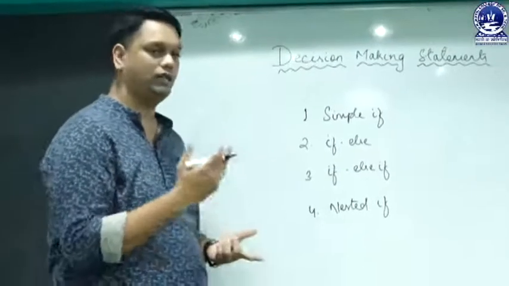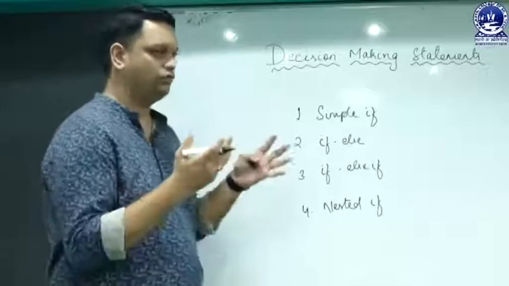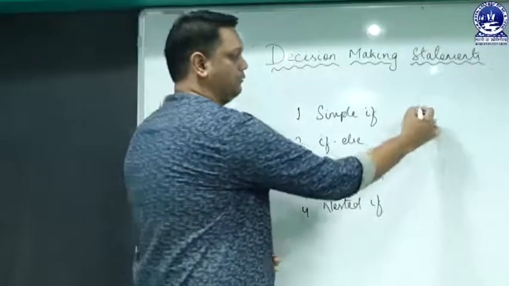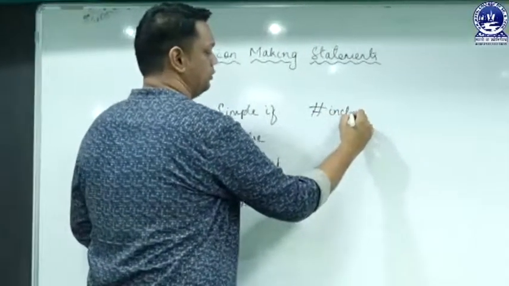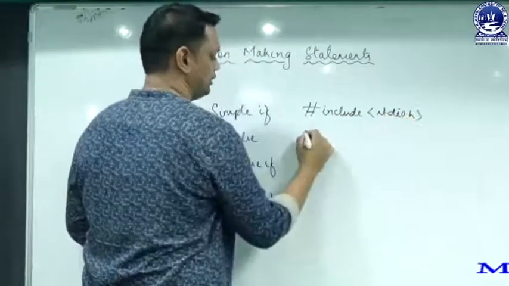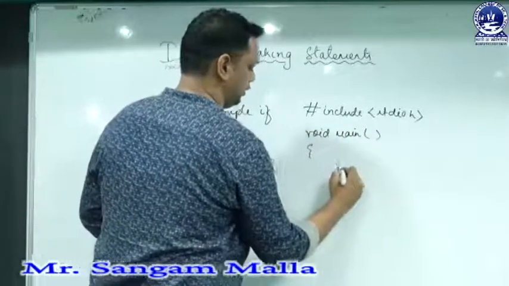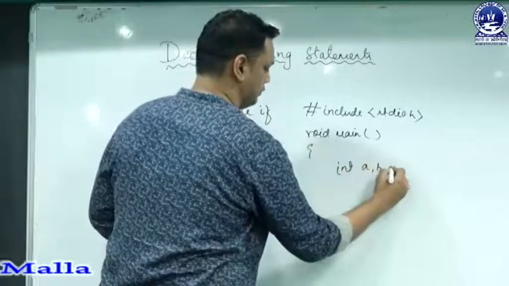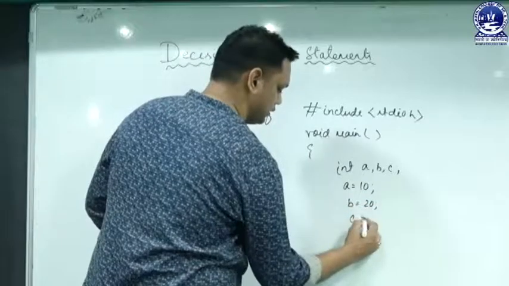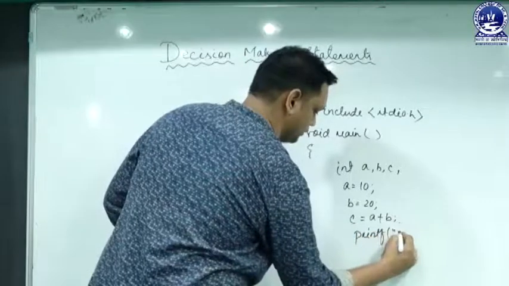Previously, in the programs we have worked on, the flow of the program is from top to bottom. Let's say an example: I will write hash include stdio.h, which is the general structure of a C program. Then void main. I will add 2 numbers, so let's say A, B, C. I have stored a number in A, a number in B, C equal to A plus B. Next I will print the value of C.